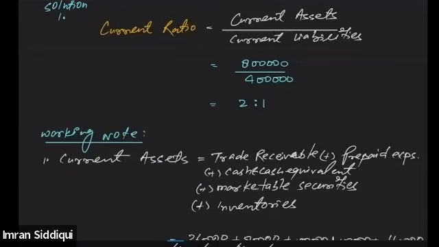Understood? Assets could be more also and liabilities could be less also. 2:1 is the ideal ratio, but if you have a higher current ratio, that is much, much better. And a lower current ratio basically shows a bad position of the entity, of the organization, a poor accounting position of the company. Understood?